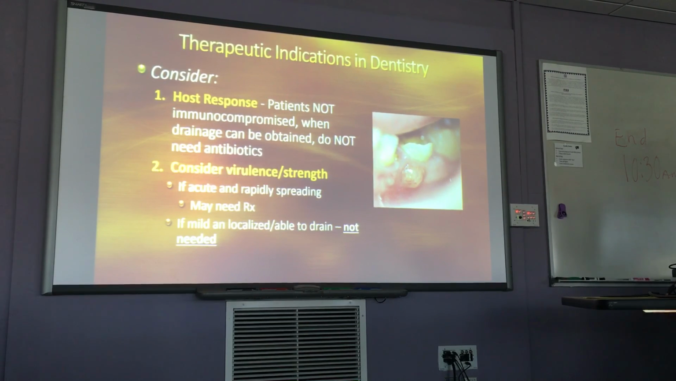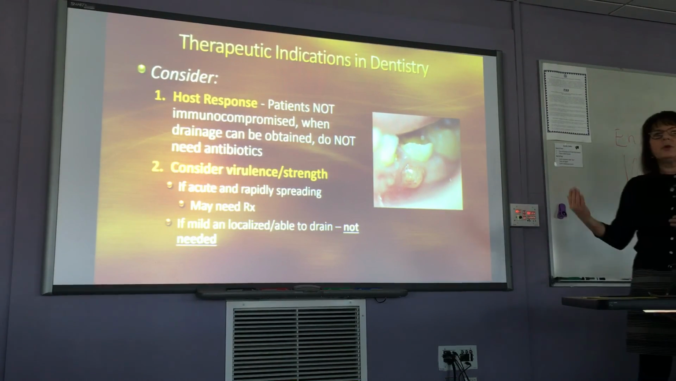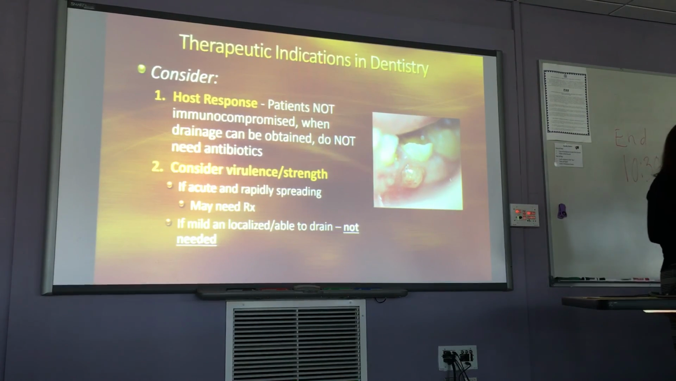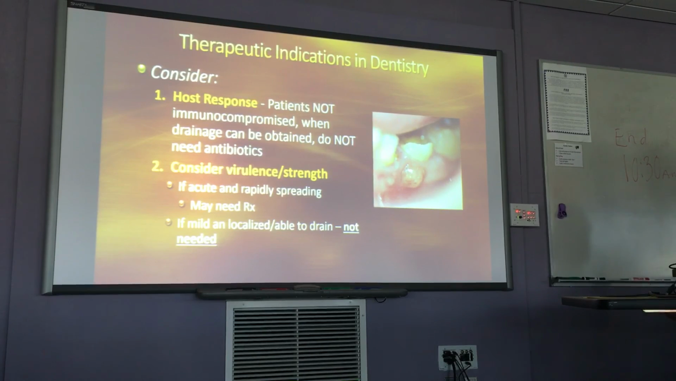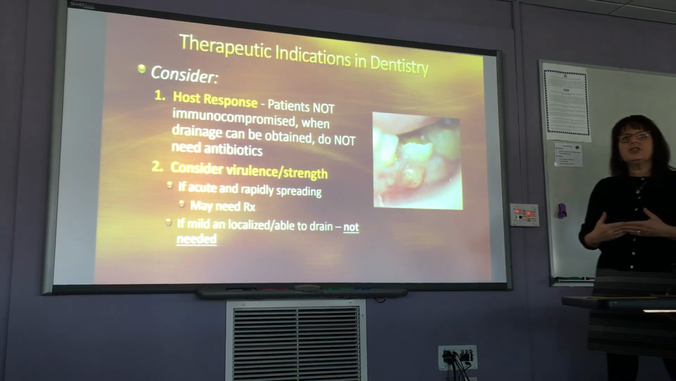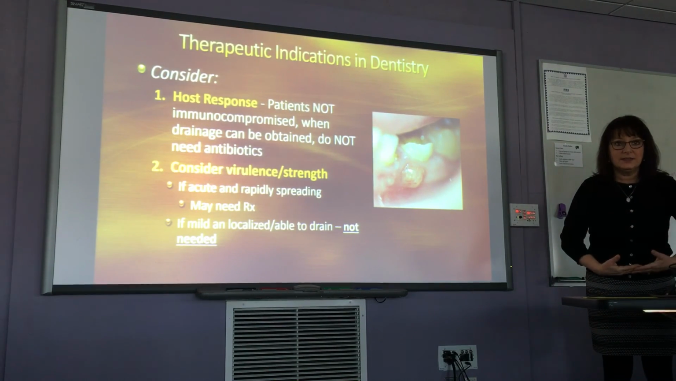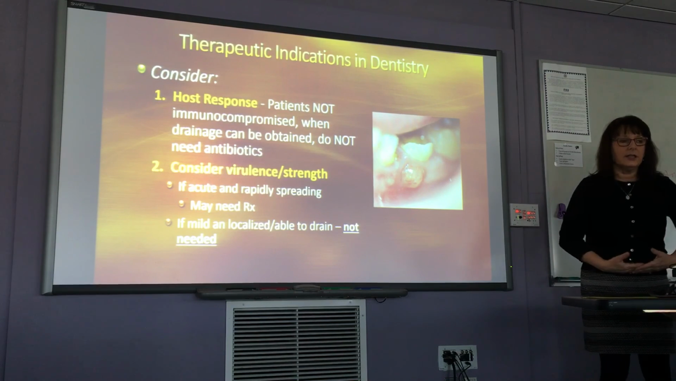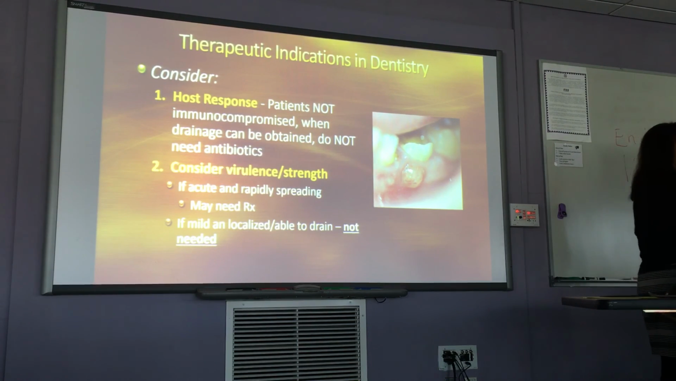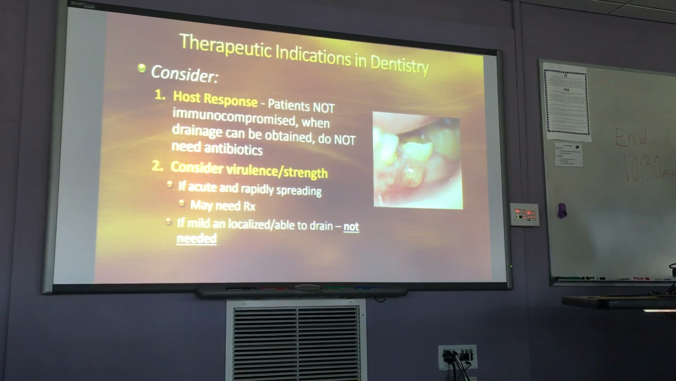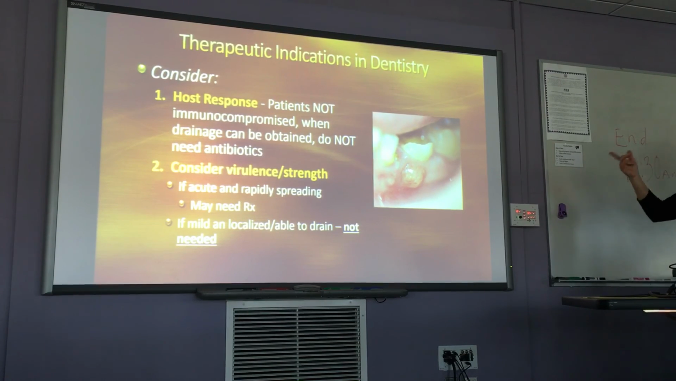We've taken their medical history, we know what other drugs they're taking, we know if they've been going through chemotherapy, we know if they're a healthy person, okay? If they're not immunocompromised, okay, and drainage can be obtained, we do not need an antibiotic. You're gonna get that question over and over again. If drainage can be established and the patient is immunocompetent, they're competent, right, immunologically, they're not immunocompromised, we do not use an antibiotic. Then we consider the infection itself.